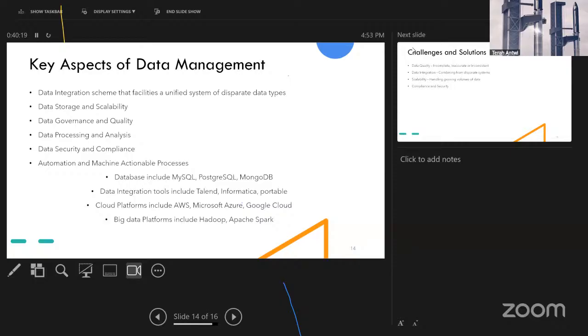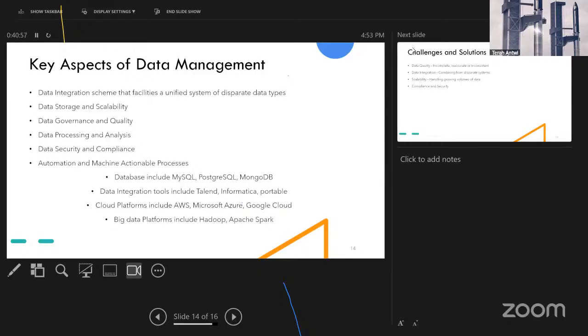So part of the database, which is central for all this, when you're talking about database, you can talk about MySQL, you can talk about PostgreSQL, you can talk about MongoDB. Then with the integration, where you have multiple sources from different areas, you can bring in Talend, Informatica, and then Portable. And then with cloud storage, we mentioned that certain data types will bring about scalability, or the infrastructure mapping will need some online, which is real-time information, to collect data.